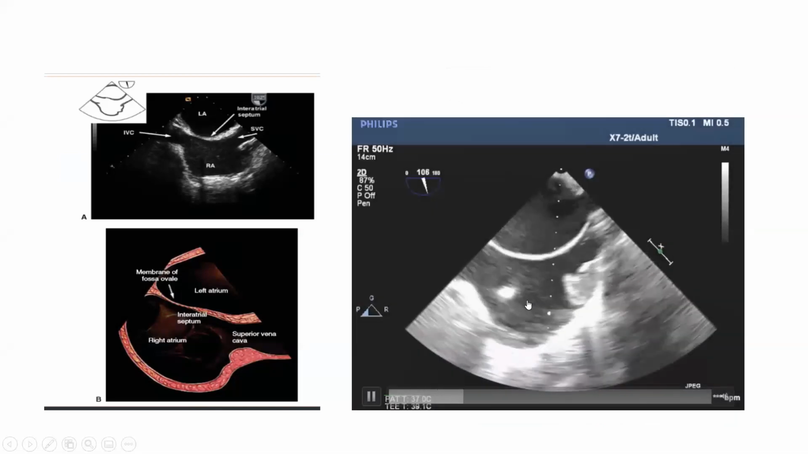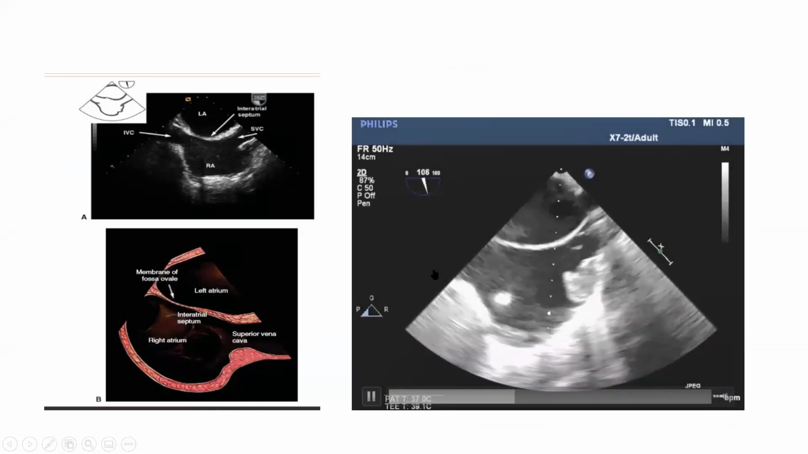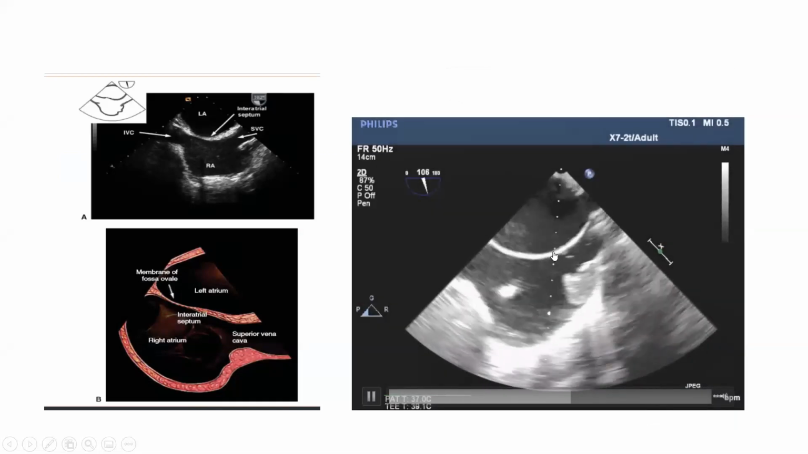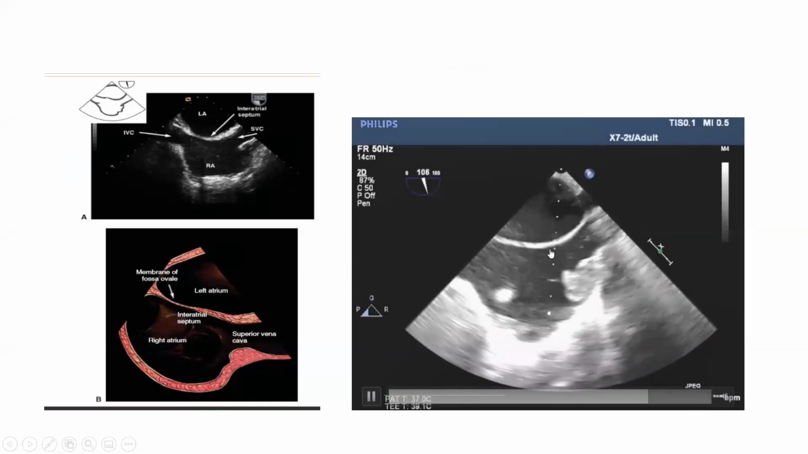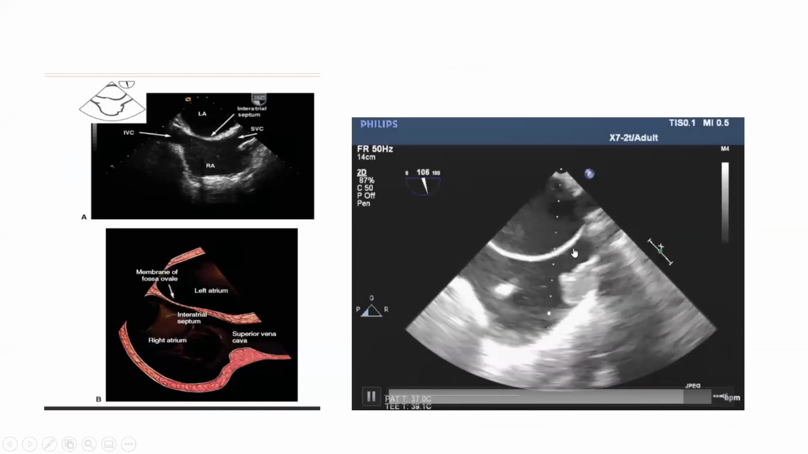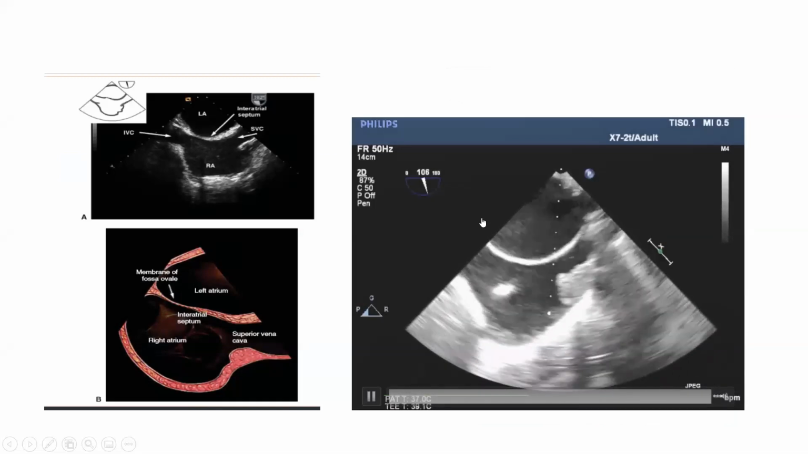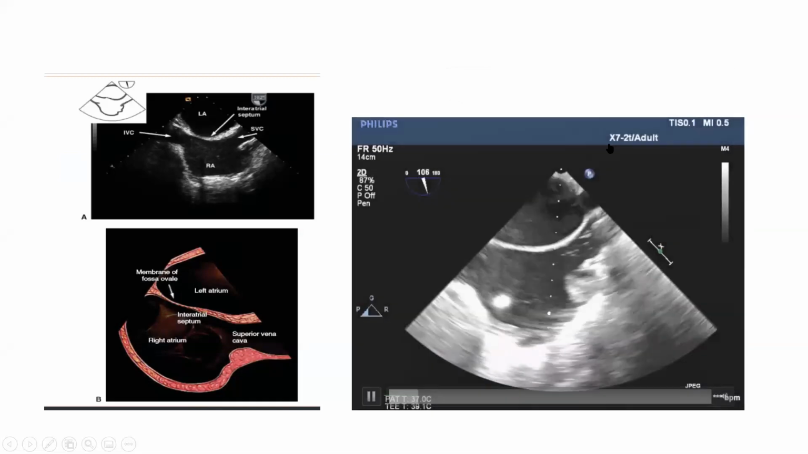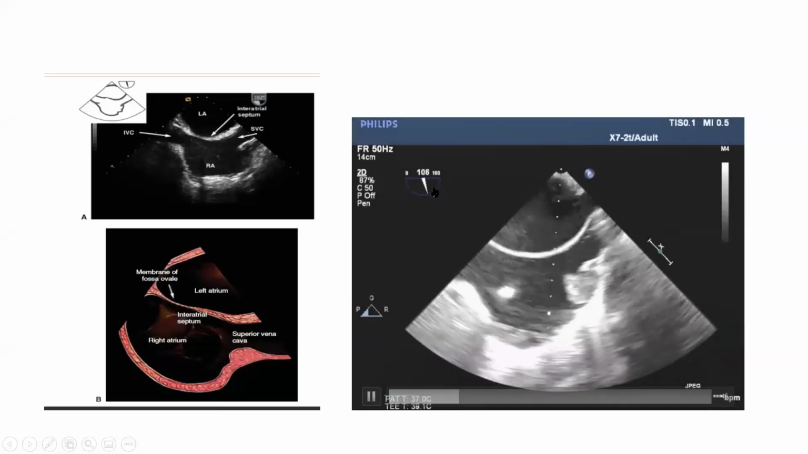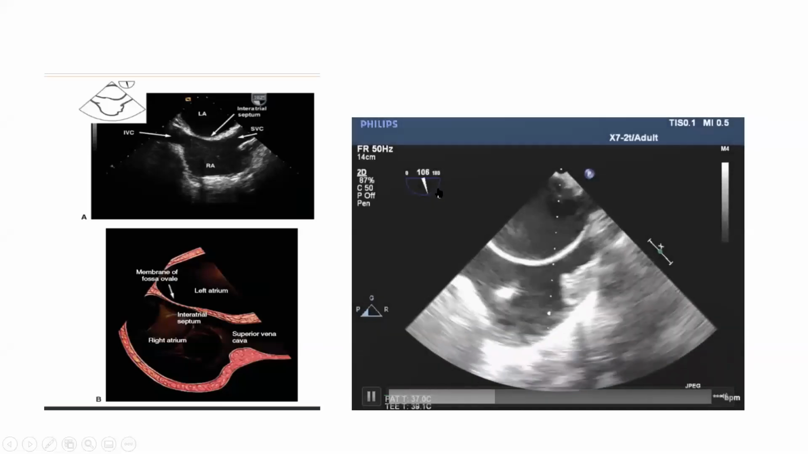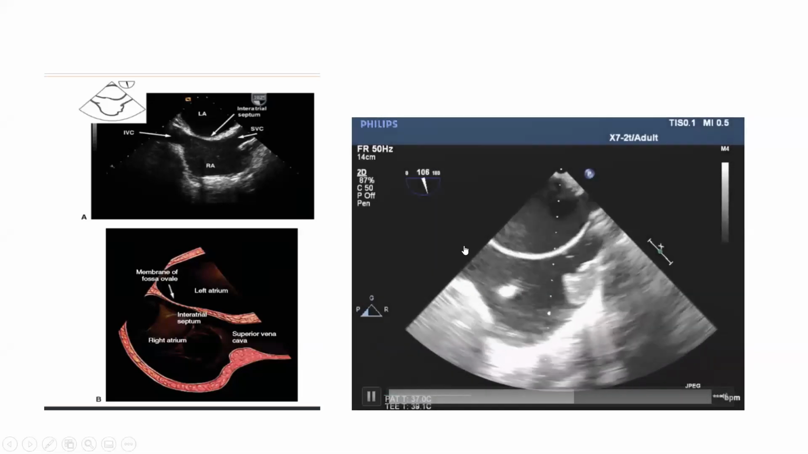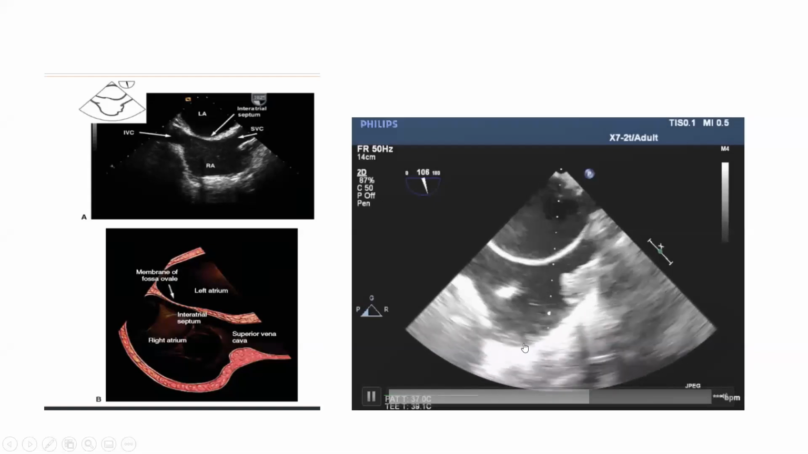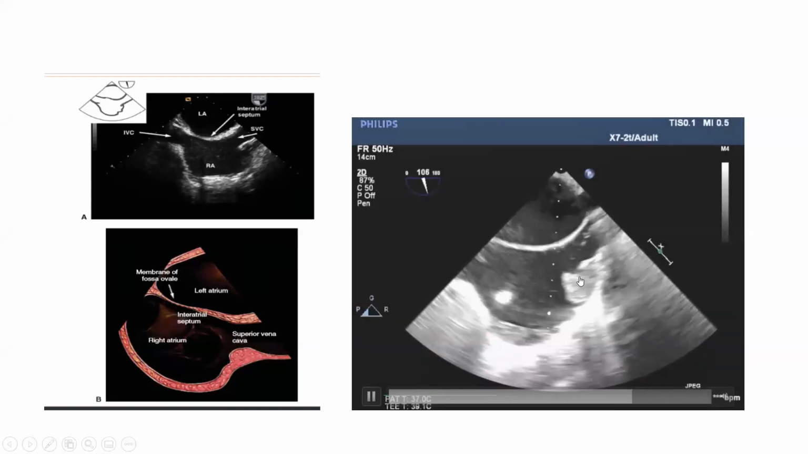This is the most important view in TE. You will find it difficult to get by transthoracic, if not impossible. So this is a bicaval view. You go back from 120 to around 190, and then again clockwise rotation. You will get superior vena cava, inferior vena cava, tricuspid down here, right atrial appendage here.